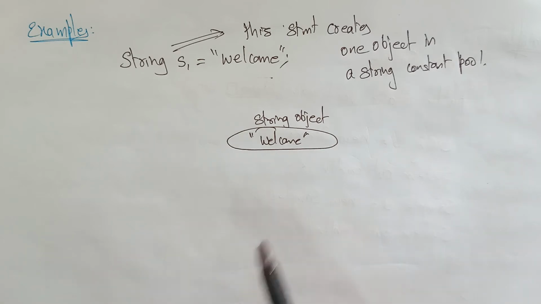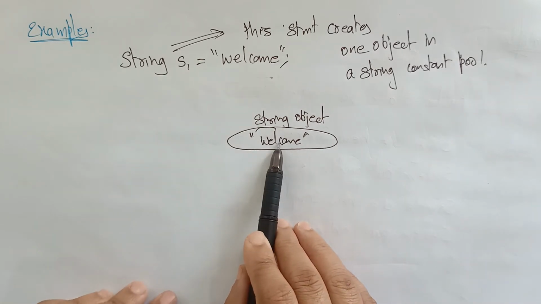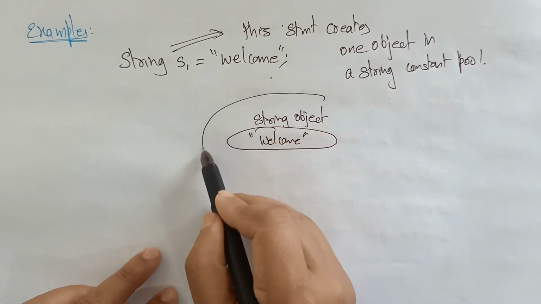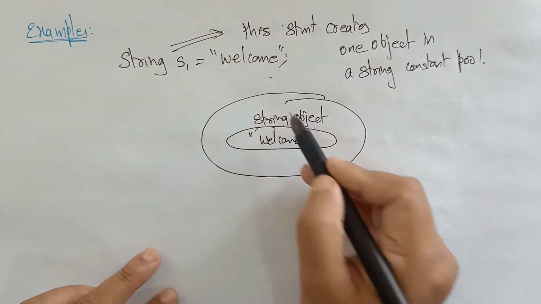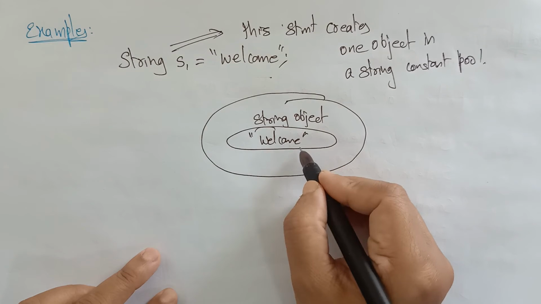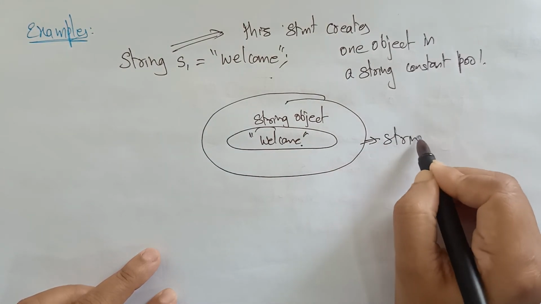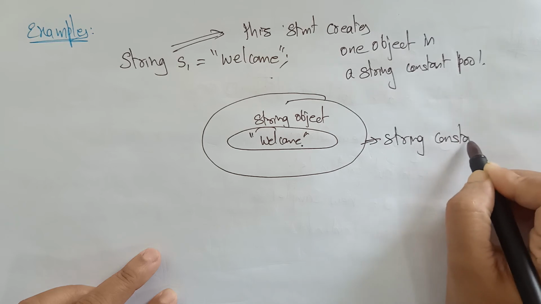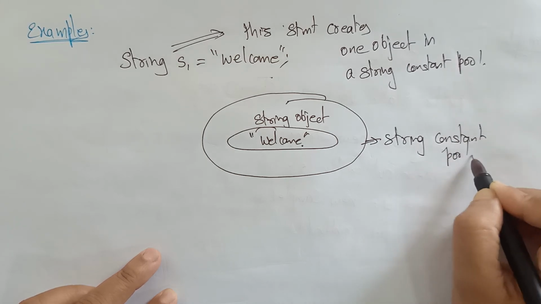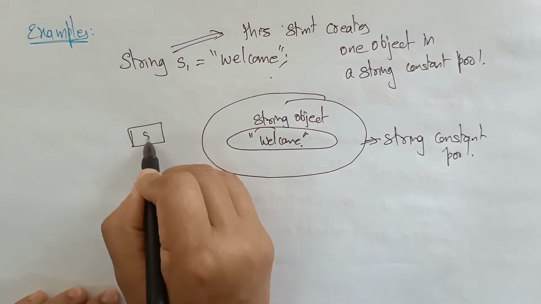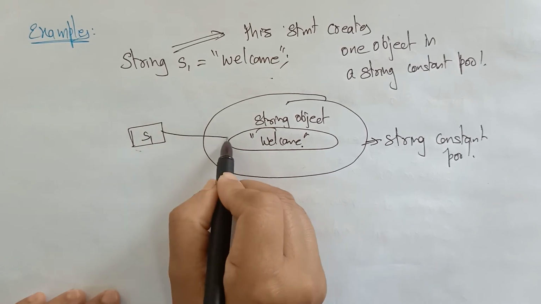So whenever a string object is created, the complete string object with the literal is called the string constant pool. And the object with an object reference is the other case.